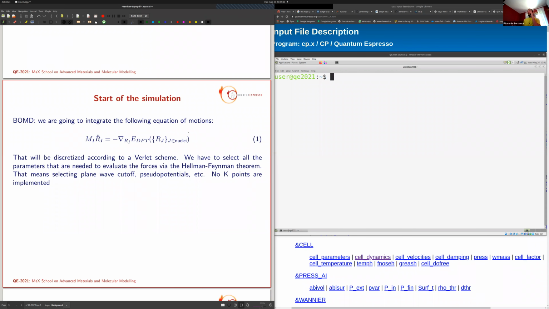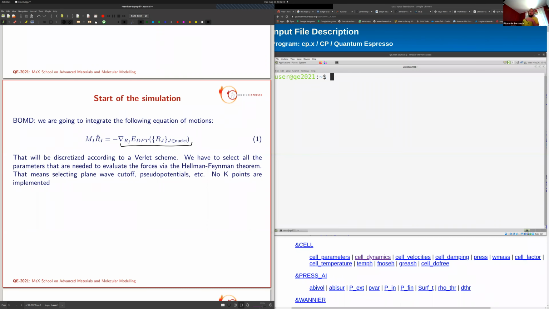As was explained before, we have the Newton equations. We compute the forces with the Hellmann-Feynman theorem. And to do that, we have to select all the parameters that you selected in the previous days. That is the plane wave cutoff, and which pseudopotential you have to use. You don't have to select the k-points because we use only the gamma point.